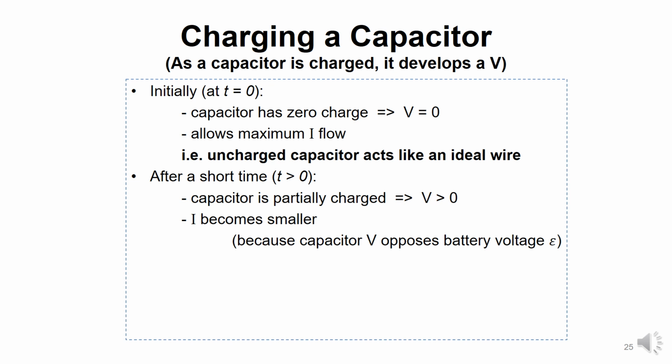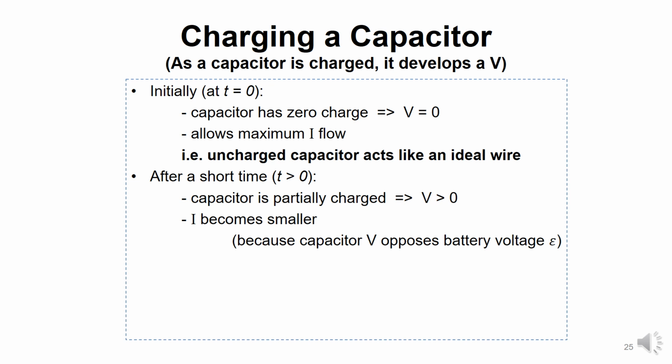Now let's think of what happens. The battery is trying to push the current one way, but the capacitor is trying to push the current the opposite way. That's because the positive plate of the capacitor faces the positive terminal of the battery. So in essence, the positive plate of the capacitor wants to push a current in the opposite direction to which the battery is pushing it. So the capacitor voltage opposes the battery voltage. That's how we state it. And as a result, the current becomes smaller than what it was before.